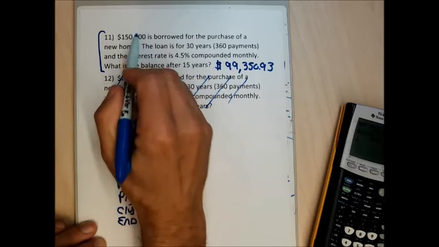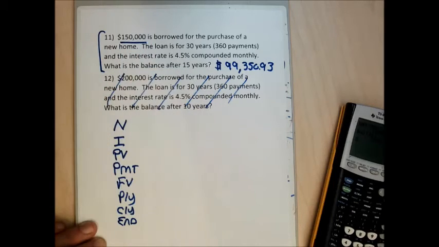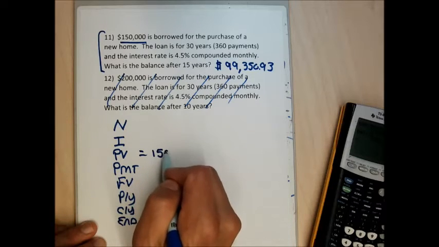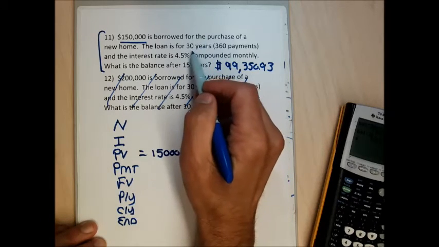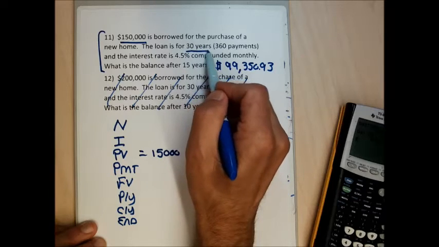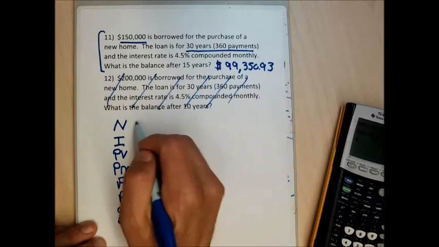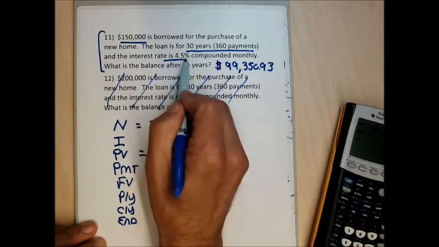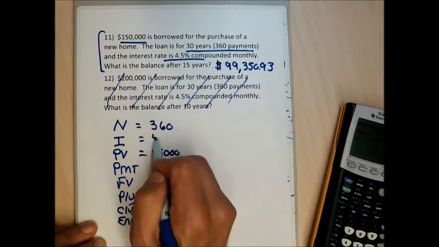So how do I do that? First number is the amount of money borrowed for this home loan. That's going to be the PV. It's $150,000. Next number I see is the loan is for 30 years or 360 payments. The N's going to be 360. The interest rate is 4.5%. That's going to be my I.